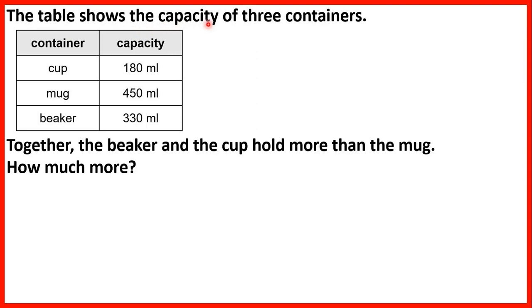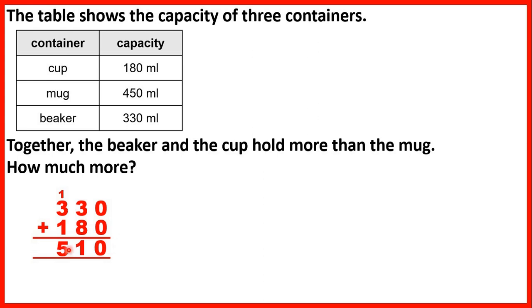The table shows the capacity of 3 containers. Together, the beaker and the cup hold more than the mug. How much more? Well, we can see that the beaker holds 330 millilitres and the cup holds 180. So let's find out how much the beaker and the cup hold together. So find the total of 330 and 180. We can use column addition and we get 510. So the beaker and the cup together hold 510 millilitres.